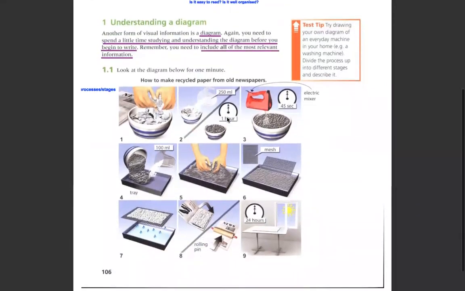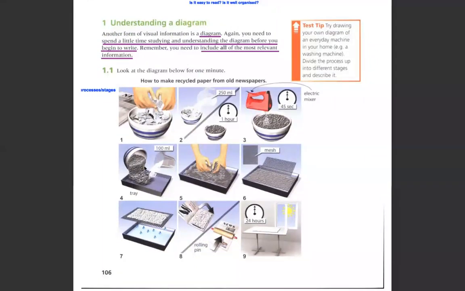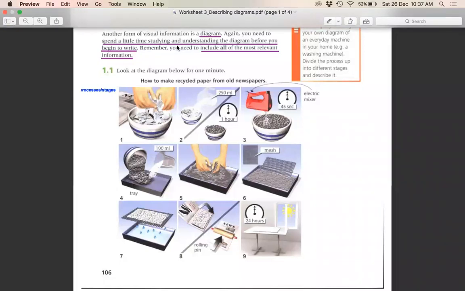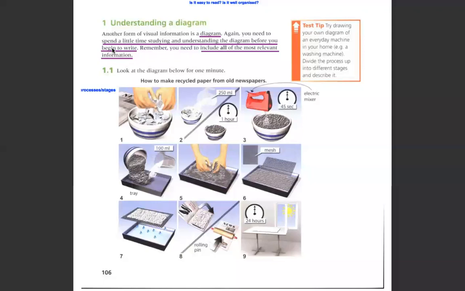Okay. So another type of visual information is the diagram. Again, you should spend a bit of time studying the diagram before you begin to write, to make sure that you include all the important information. So in the IELTS task 1 for writing, when you get a diagram, it's always going to be describing a process. Okay, this is a P. So if you get a diagram, you're going to be looking at describing the process.